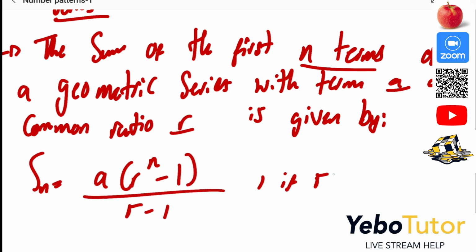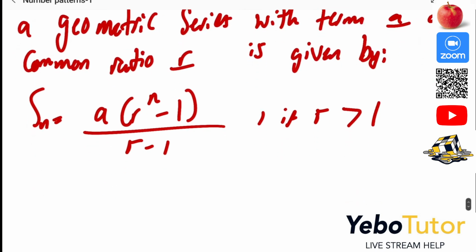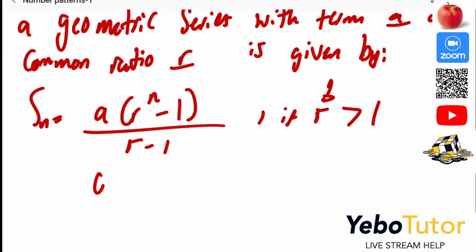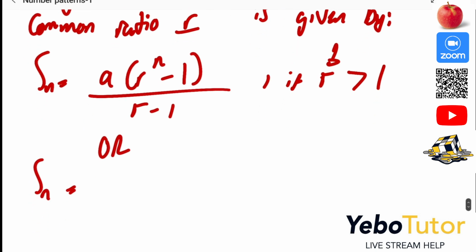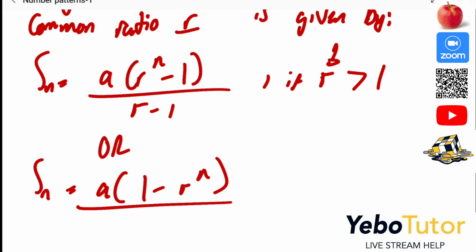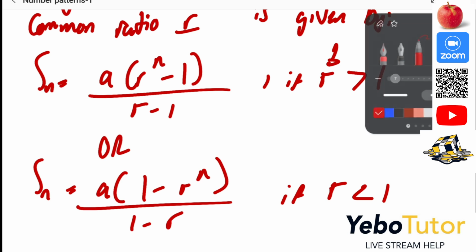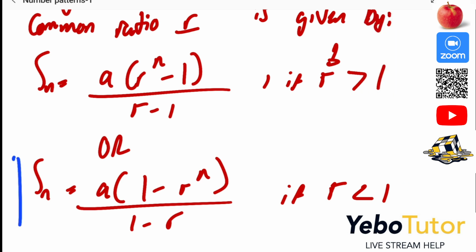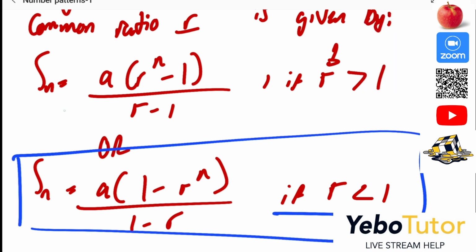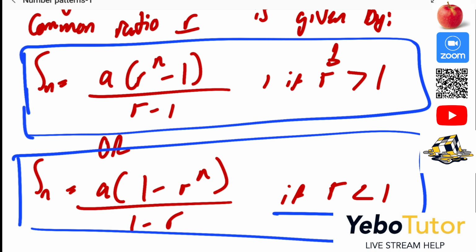This is if r is greater than 1, okay? R, we know that that's our common ratio. Or your Sn, the sum of the first n terms of the geometric series, is equal to a(1 - r^n) divided by (1 - r). This is if r is less than 1. So this is how we can calculate the sum of the terms of the geometric series.